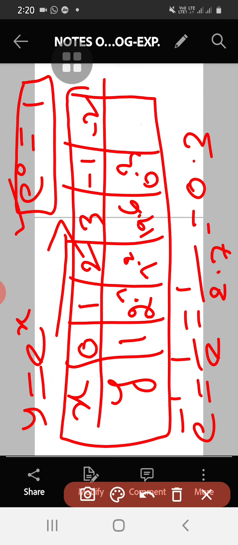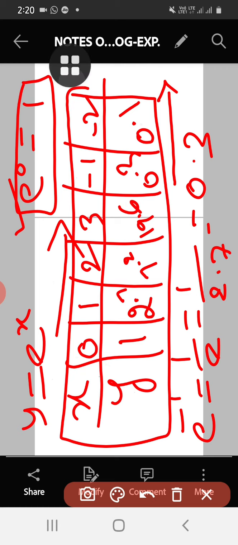See, if I give -2, then it will be 1 by e square. So the value will be what? 0.1. See, observe here, if I give negative values, the value of y decreases. So on the right side of origin, the curve increases. On the left side of origin, the curve almost touches the x-axis. That we can see as we draw the graph here.